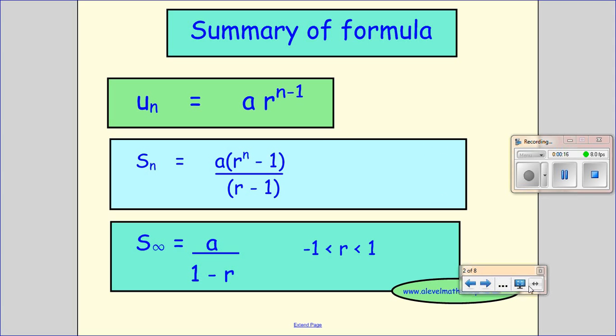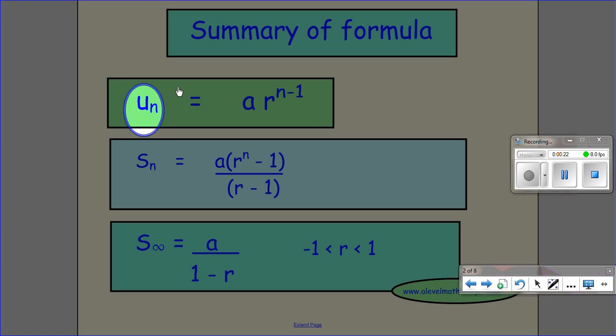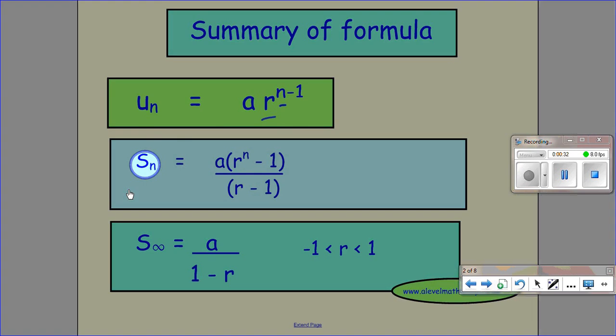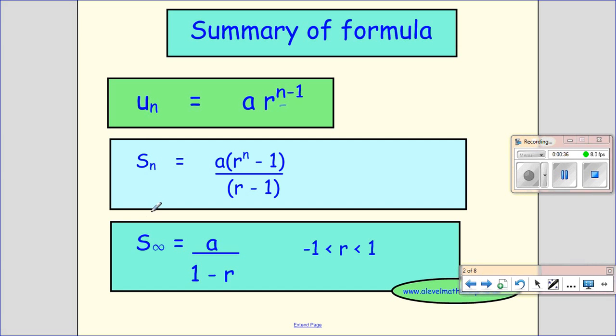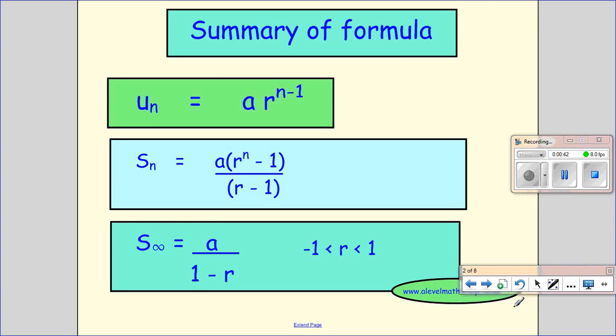The key things that you need to recognise from them: U subscript n means the nth term, A is the first term, R is the common ratio, and n is the term that you're looking at. S subscript n is the sum to n, so that's the sum of the first n terms, and S with the infinity is the sum to infinity of your series.